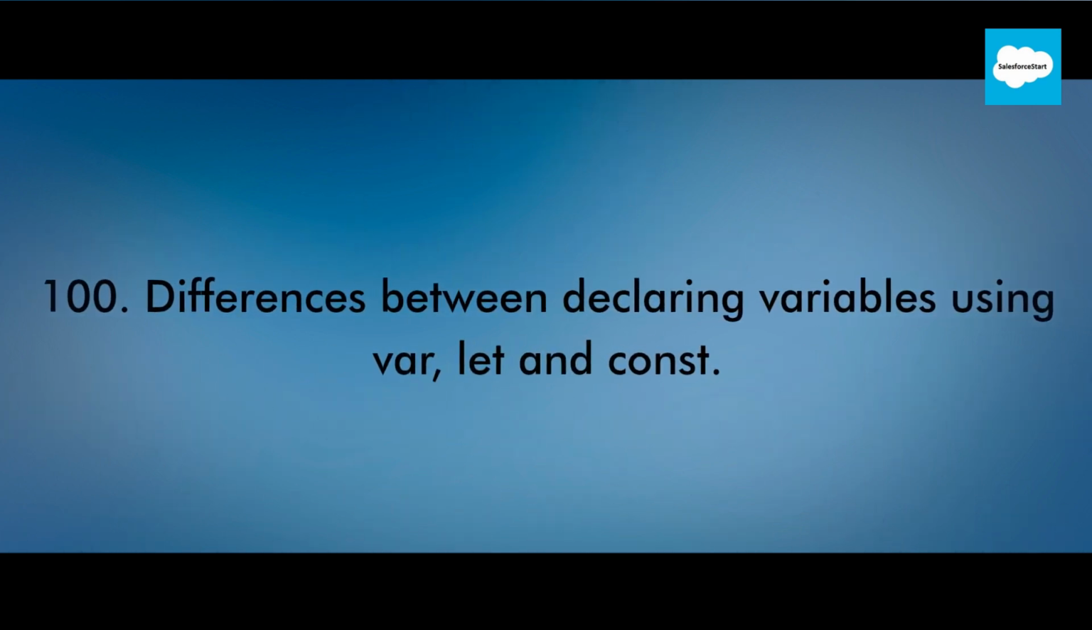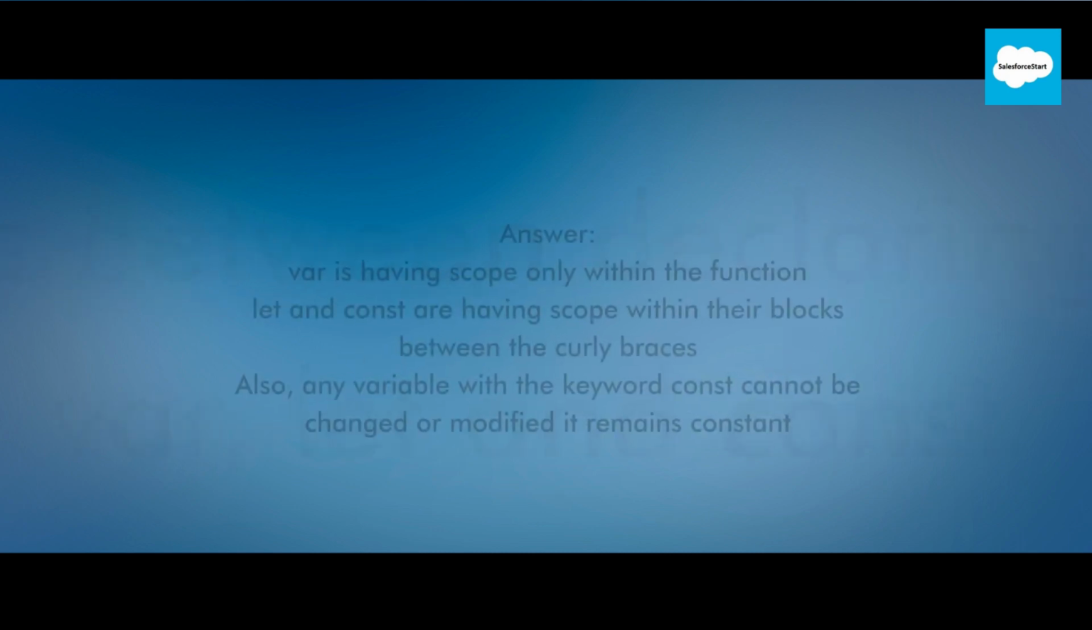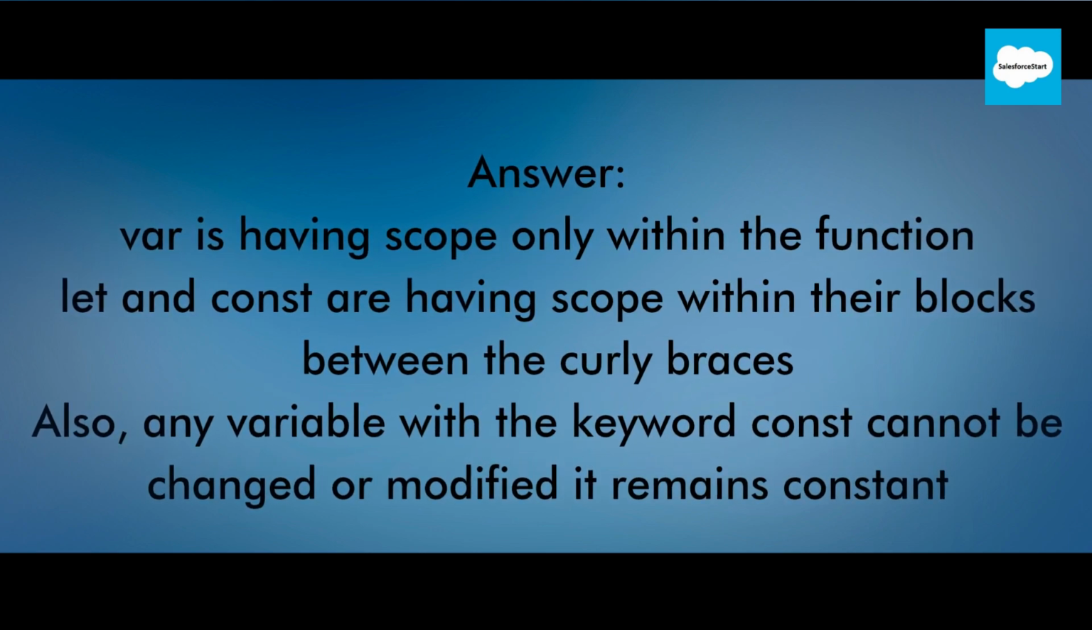100. Differences between declaring variables using var, let and const. Answer. Var has scope only within the function. Let and const have scope within their blocks, between the curly braces, also. Any variable declared with the keyword const cannot be changed or modified, it remains constant.